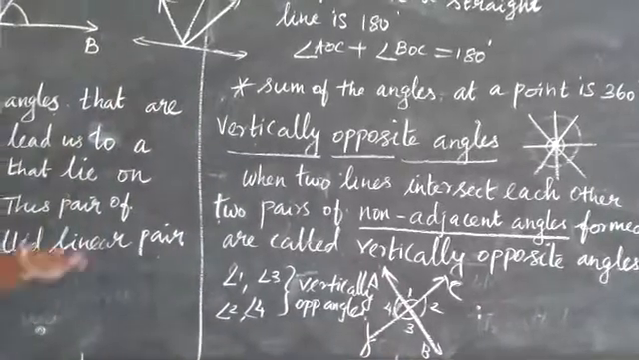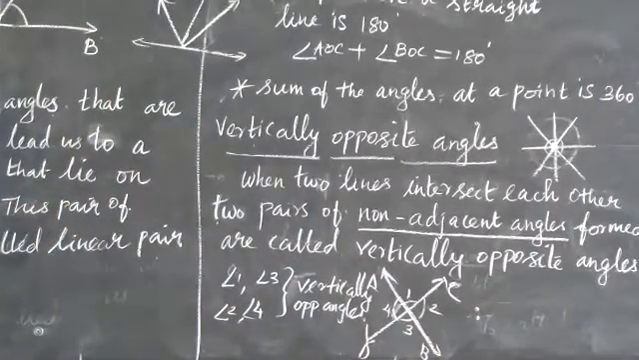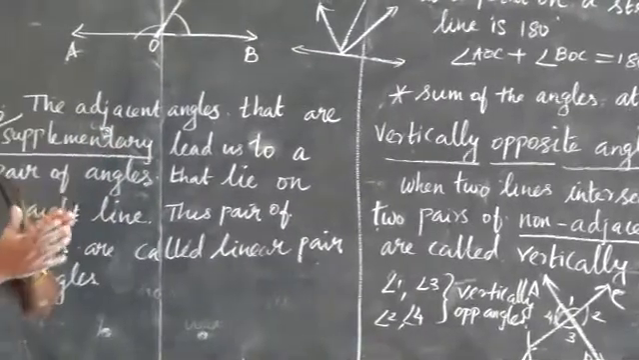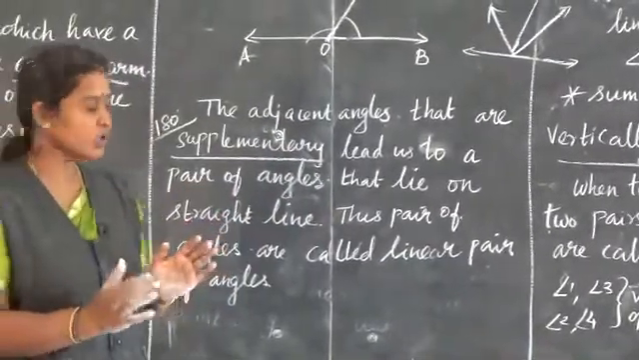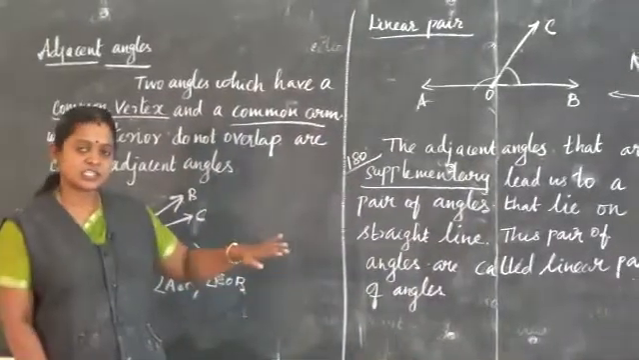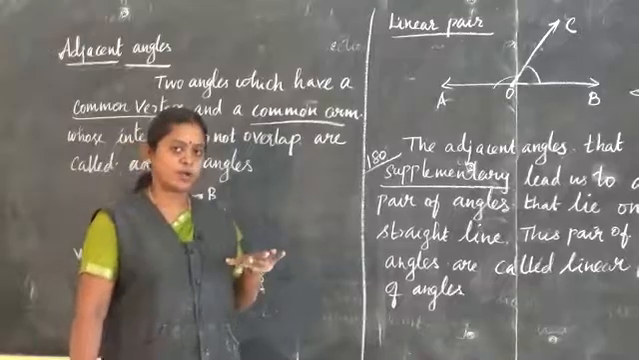So, you know what adjacent angles are, what a linear pair of angles is, what vertically opposite angles are, and non-adjacent angles also. Based on these properties, we look at the next session, the exercise number 5.1.